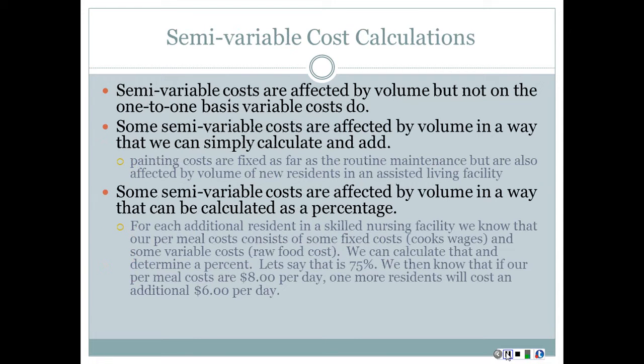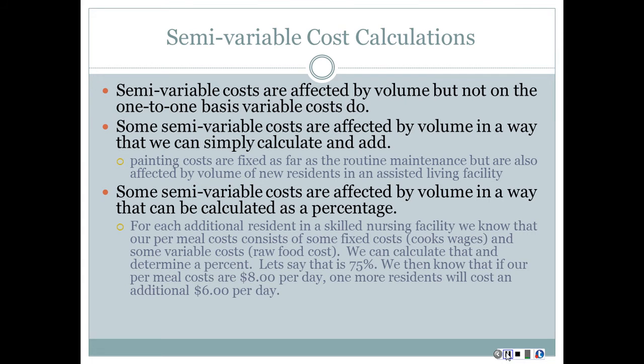We're going to switch over now to semi-variable cost calculations, and these are a little bit more complicated due to the fact that they're affected by volume in various ways. Semi-variable costs are affected by volume, but not on a one-to-one basis like variable costs do. And they don't just stay the same like fixed costs. Some semi-variable costs are affected by volume in a way that we can just simply calculate and add.